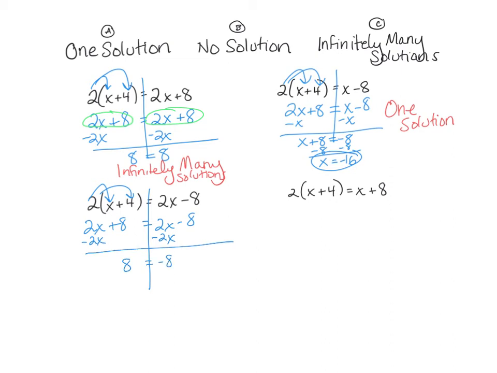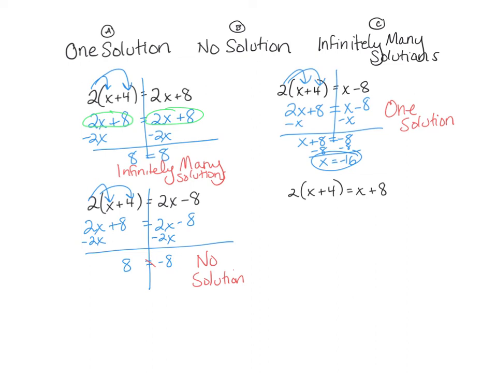Now, is that true? Is a positive 8 the exact same value as negative 8? And the answer is no, it is not. So what do you think our solution is here? Well, there is no solution. If you end up with the variables all gone and you have two values that are not equal to each other, that is not true. So that means there is no solution to that equation.